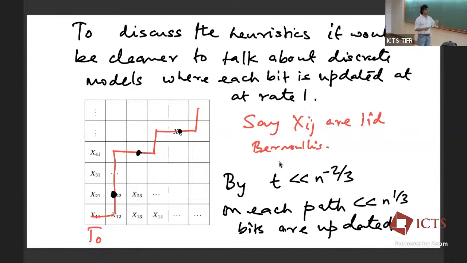Okay, so the claim is the transition happens at t equal to n to the minus 1/3. First let's look at a shorter time. Let's say t equal to n to the minus 2/3, which is a much smaller time. So how many bits get updated on this path by this time? The path has length n. The time is n to the minus 2/3 or slightly less than that. So the number of bits that get updated by this time is n times this time, which is n to the 1/3, or slightly smaller than that. So on each path, less than n to the 1/3 many bits get updated. Now recall that the length of this path itself fluctuates at scale n to the 1/3. So you're changing much fewer bits. So it essentially does not change the weight of this path at all by this time. So this path, which was a geodesic at time 0, continues to be almost a geodesic at time t when t is this small.